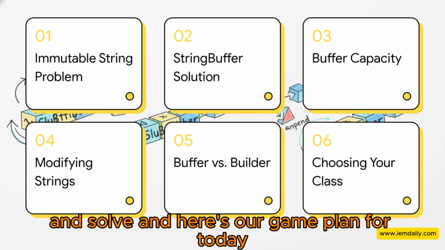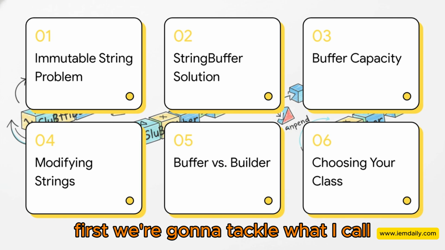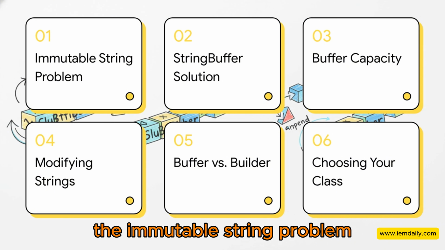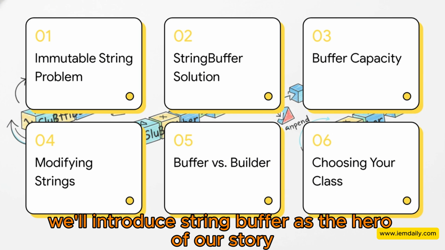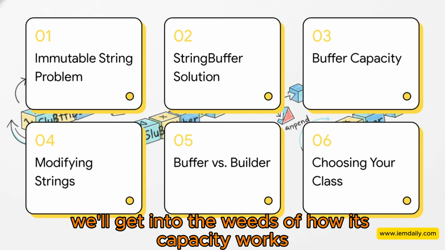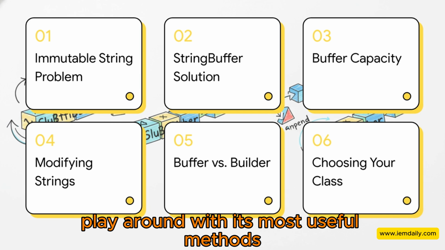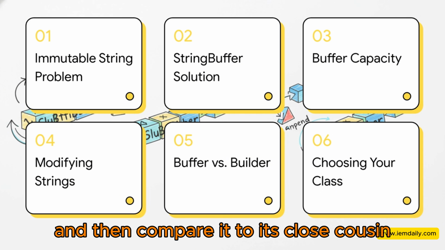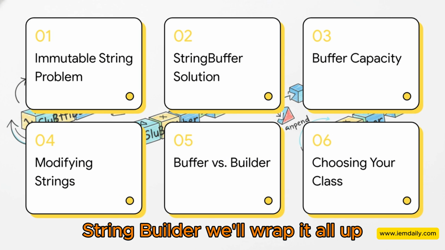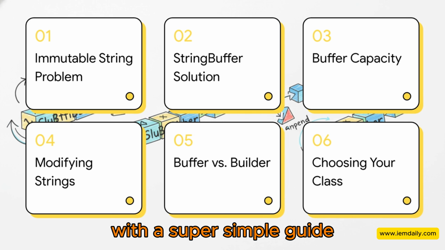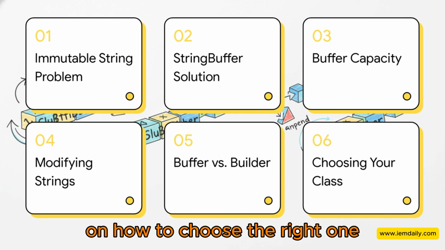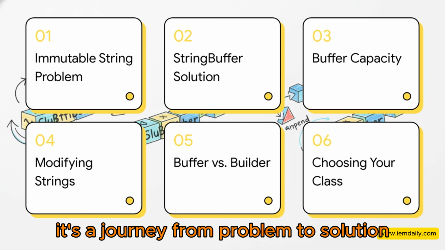And here's our game plan for today. First, we're going to tackle what I call the immutable string problem. Then, we'll introduce StringBuffer as the hero of our story. We'll get into the weeds of how its capacity works, play around with its most useful methods, and then compare it to its close cousin, StringBuilder. We'll wrap it all up with a super simple guide on how to choose the right one. It's a journey from problem to solution.